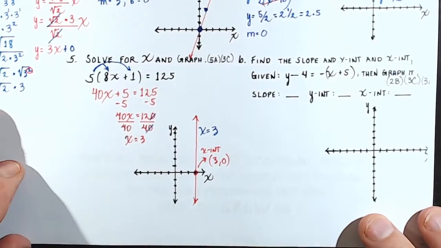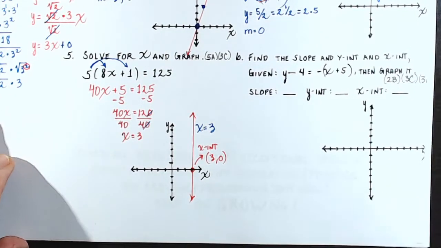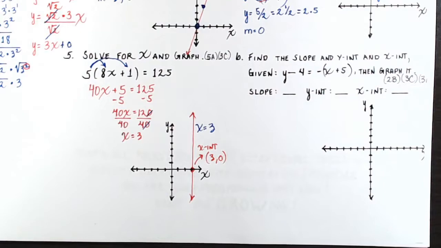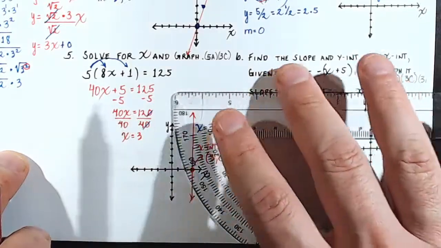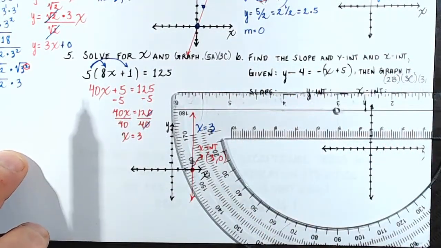Number 6. Find the slope, y-intercept and x-intercept given this strange-looking equation. This is called point-slope form, but that's something we'll learn about later.